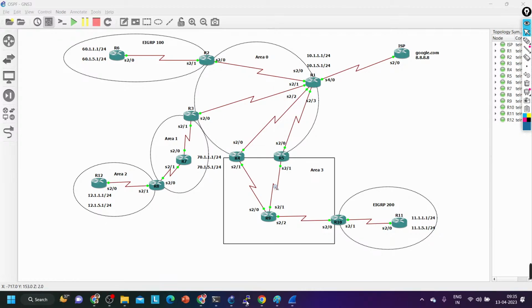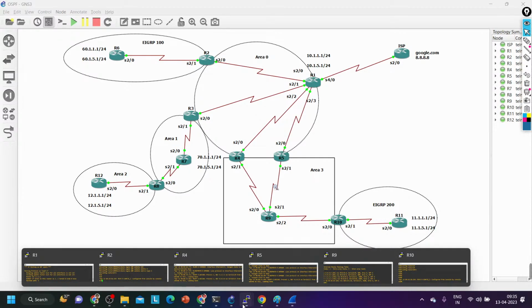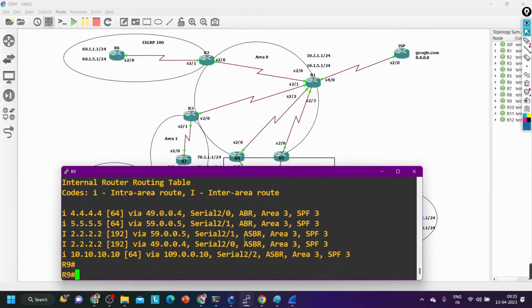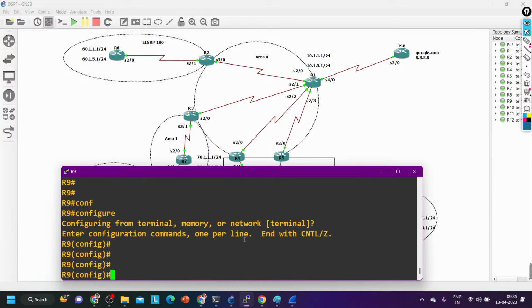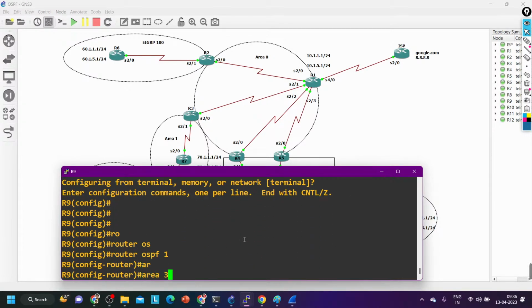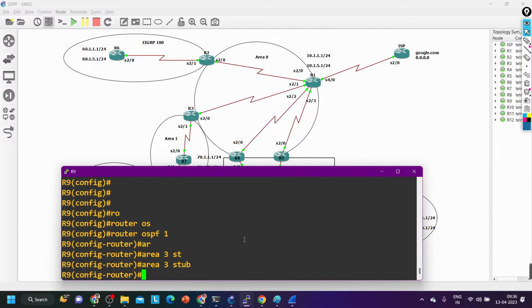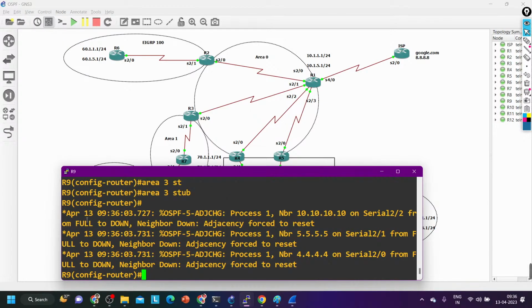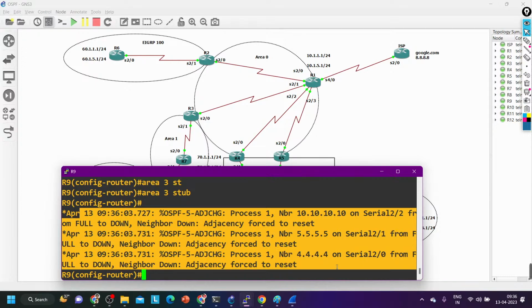The command is very simple to configure a stub area on router 4, router 5, router 9 and router 10. These four routers are members of area 3. So on all these routers we need to run the command router OSPF process ID 1 and area 3 stub. So, never SIP will go down. Yes or no? Why, guys, does never SIP go down?